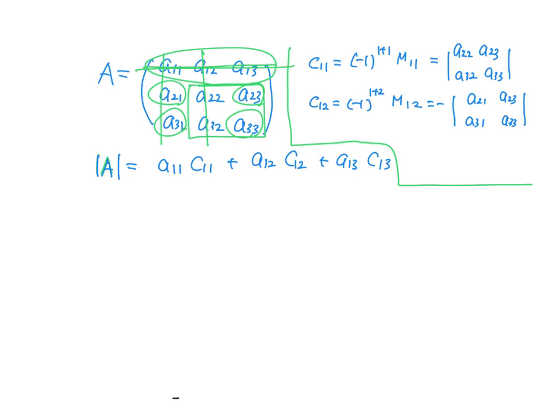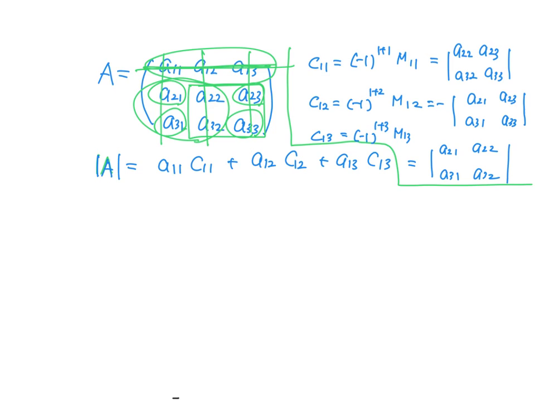And C13 is minus 1 to the 1 plus 3, M13. Minus 1 to the 1 plus 3 is plus 1, correct? And M13 is the minor obtained by deleting the first row, third column, so this is it. So A21, A22, A31, A32.